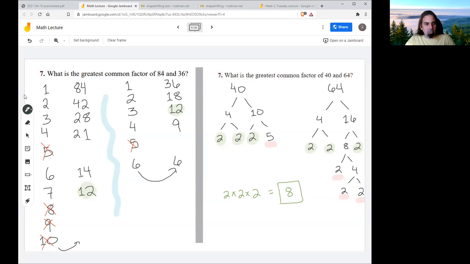You could do the same thing with these numbers, the 84 and the 36, and you would get a 2, 2, and a 3 to make 12.